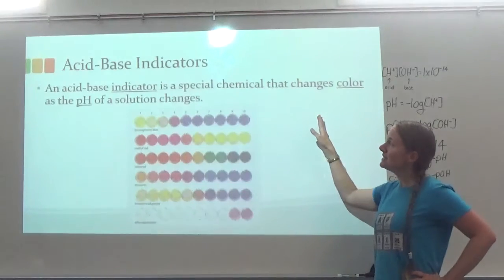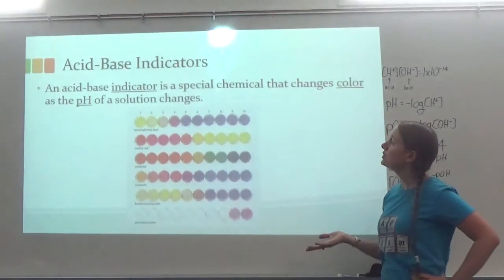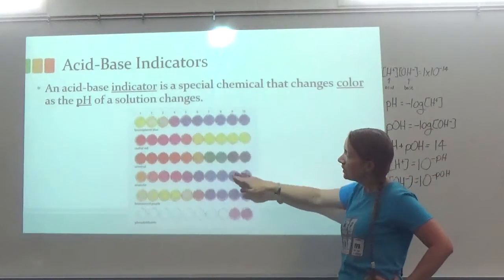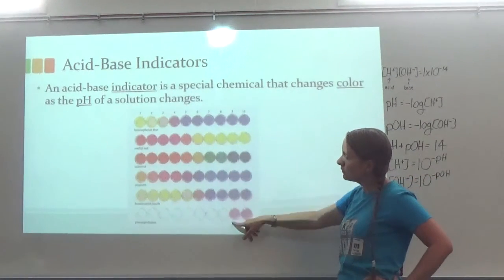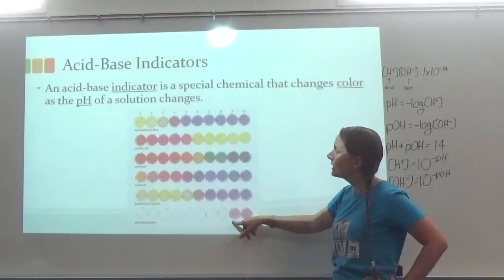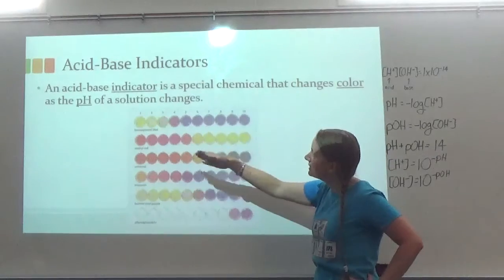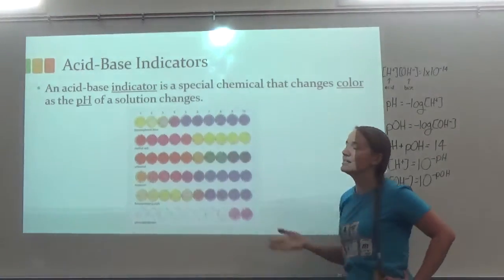Alright, so acid-base indicators are special chemicals that change color as the pH of a solution changes. So if you look here, these are just a couple of different ones, like we have methyl red, universal, we have phenolphthalein down here. And so these are the pHs across the top, it goes 1 through 10. And so you can see how the colors change as the pH changes.